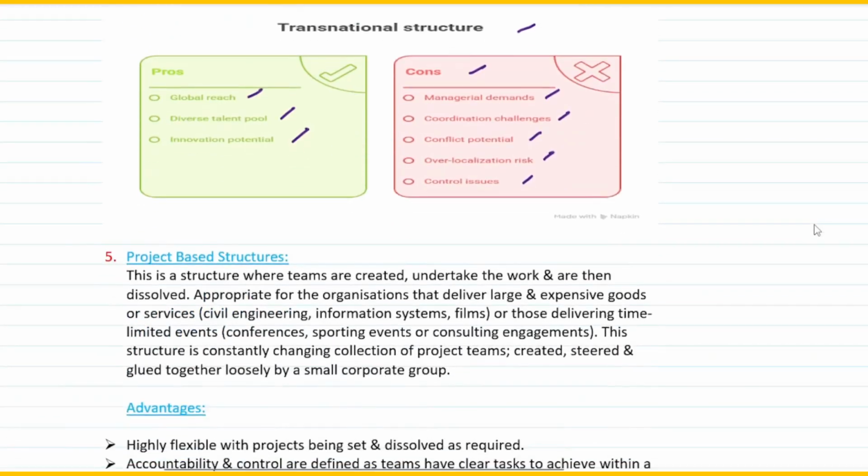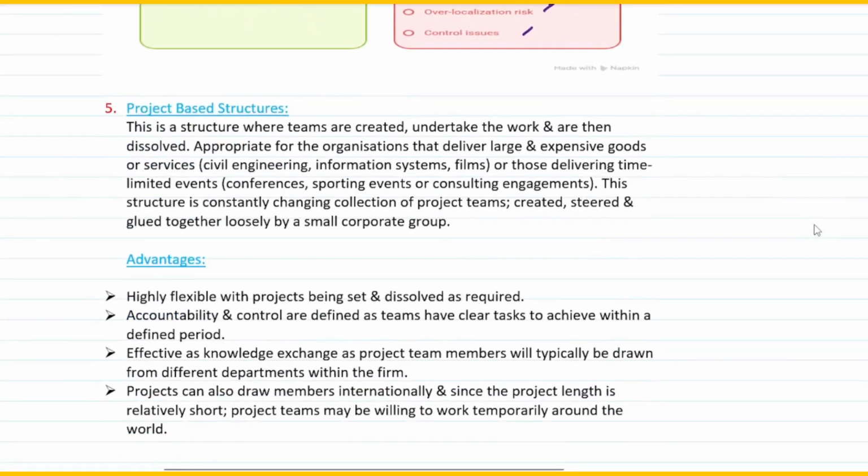So with this we are done with transnational structure. Now we move on to the last one, which is the project based structure. Okay, what exactly is a project based structure? This is a structure when teams are created, undertake the work and are then dissolved. Very simple. They just simply start, they work and they end. That's it.